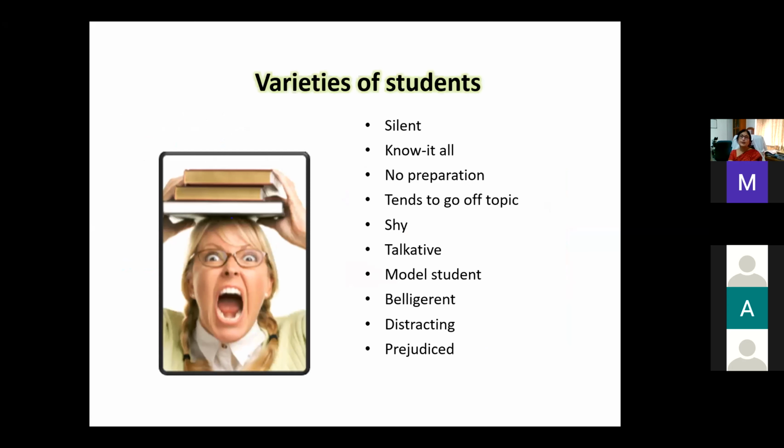Another aspect is, in a particular group, we have different types of students, and some are already prejudiced that this teacher's lecture will be like this, or will be blah blah. So to adjust all these students under that particular group, to manage them can be a difficult task.